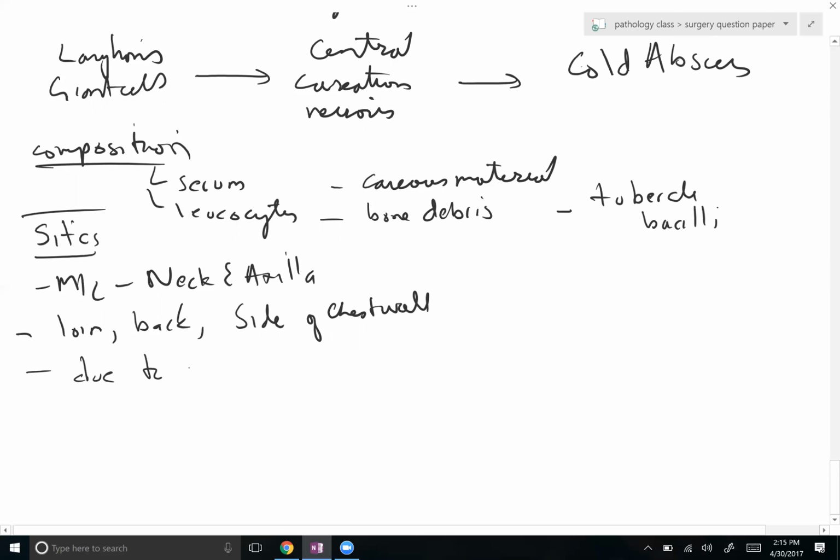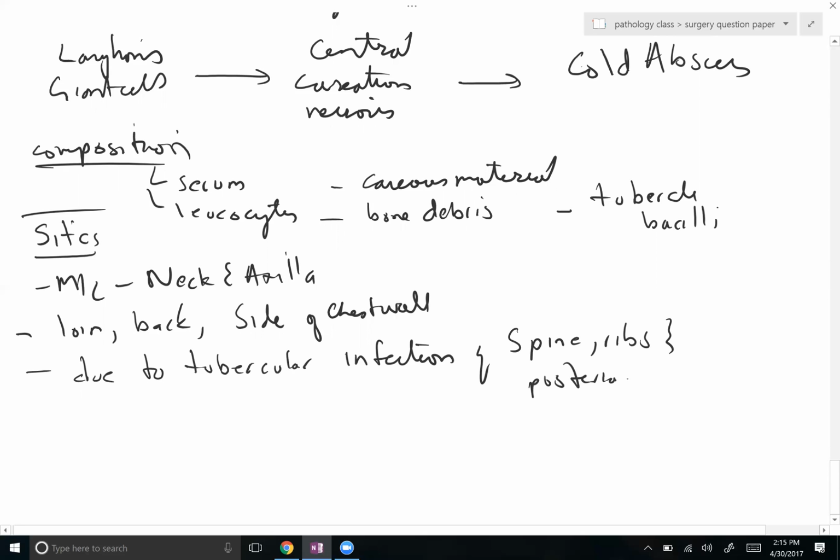Due to tubercular infection of the spine, that is known as Pott's spine, ribs, and posterior mediastinal lymph nodes.